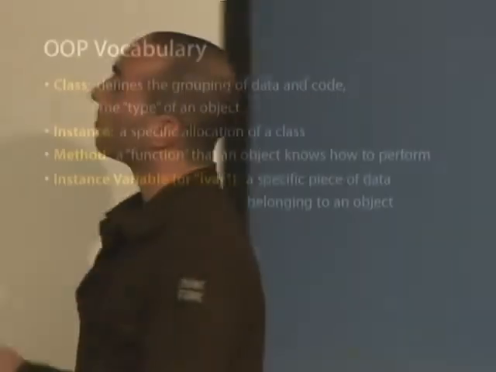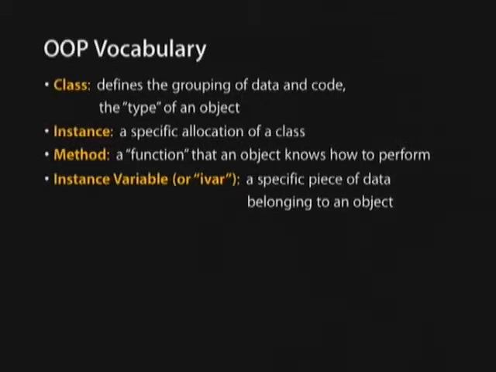Let's talk about basics, object-oriented basics. So OOP vocabulary. Can anybody tell me about a class? What's a class? Anybody? Yes. It's a thing, okay. It's a thing for what? What does that thing describe?